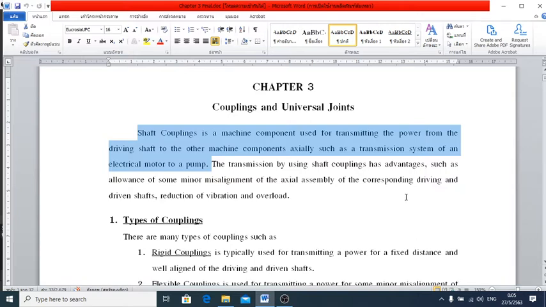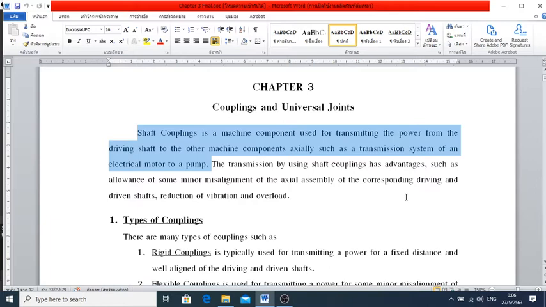What is said in here is that the shaft coupling is a machine component commonly used for transmitting power from the driving shaft to other machine components axially, such as the transmission of power from an electrical motor to a pump. So it means the input shaft to the output shaft is in an axial manner. So the coupling is going to be in between the driving shaft and the driven shaft axially.